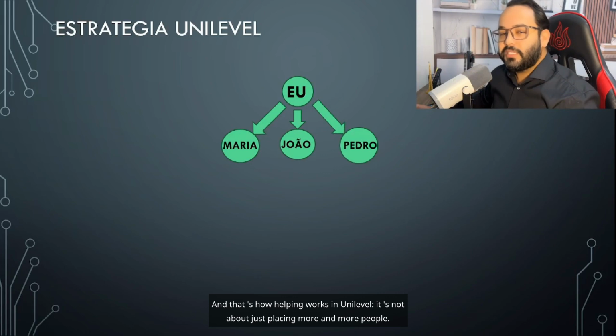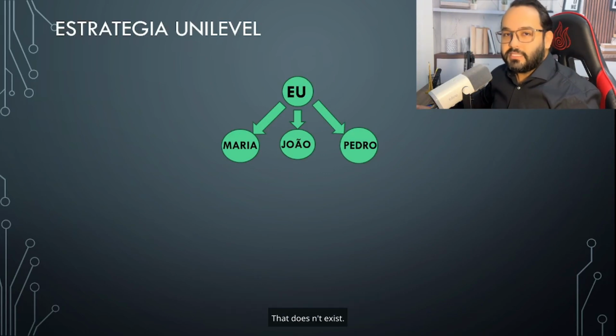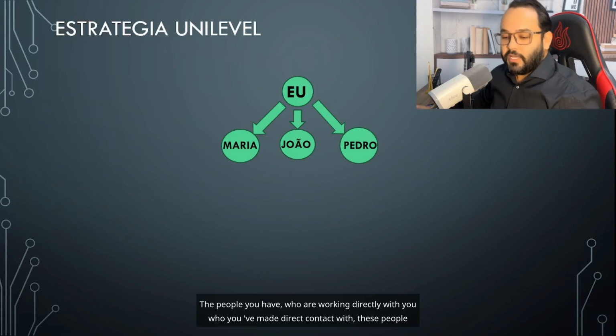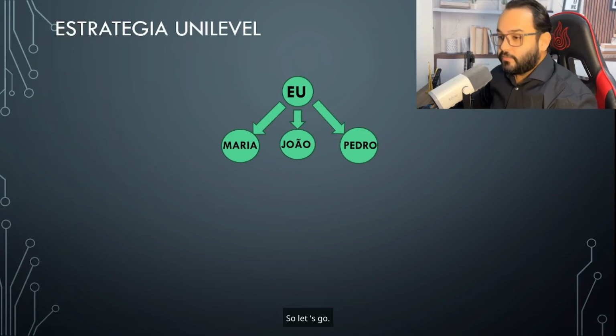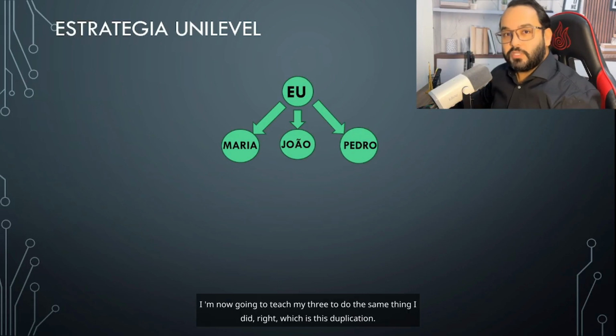It's not about just placing more and more people. That doesn't exist. The people you have who are working directly with you, who you've made direct contact with, these people need to be placed directly under your structure, your main account, okay? So let's go. I have my 3 direct recruits. What am I going to do? I'm now going to teach my 3 to do the same thing I did, right? Which is this duplication. So let's go.